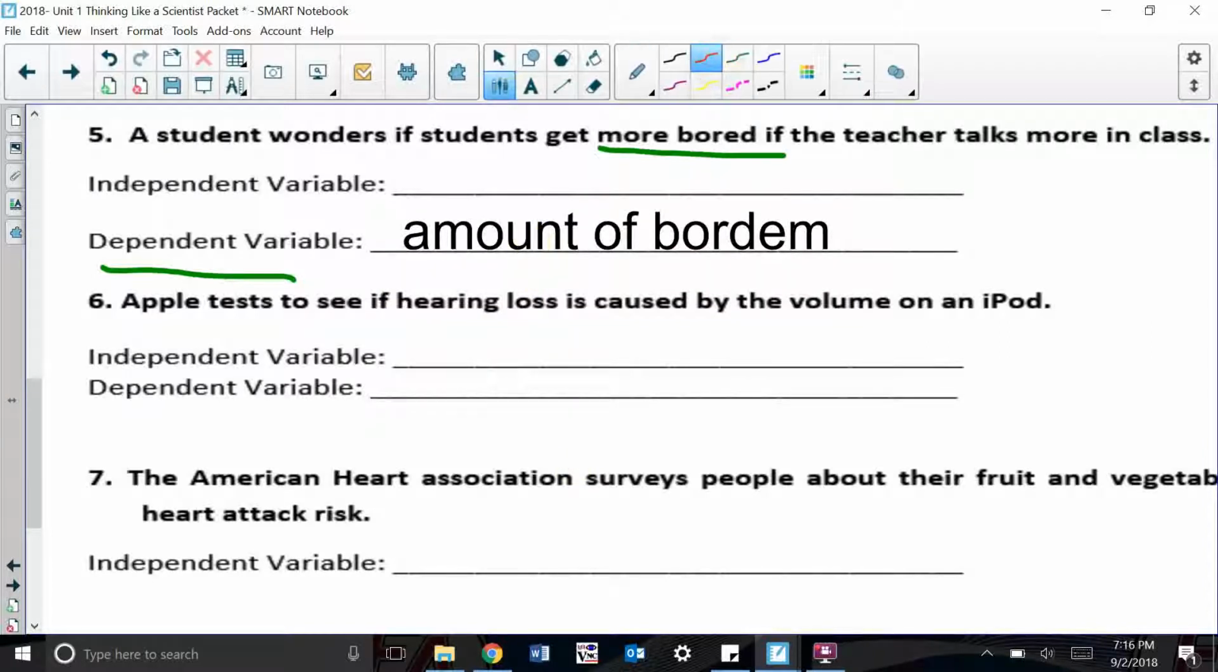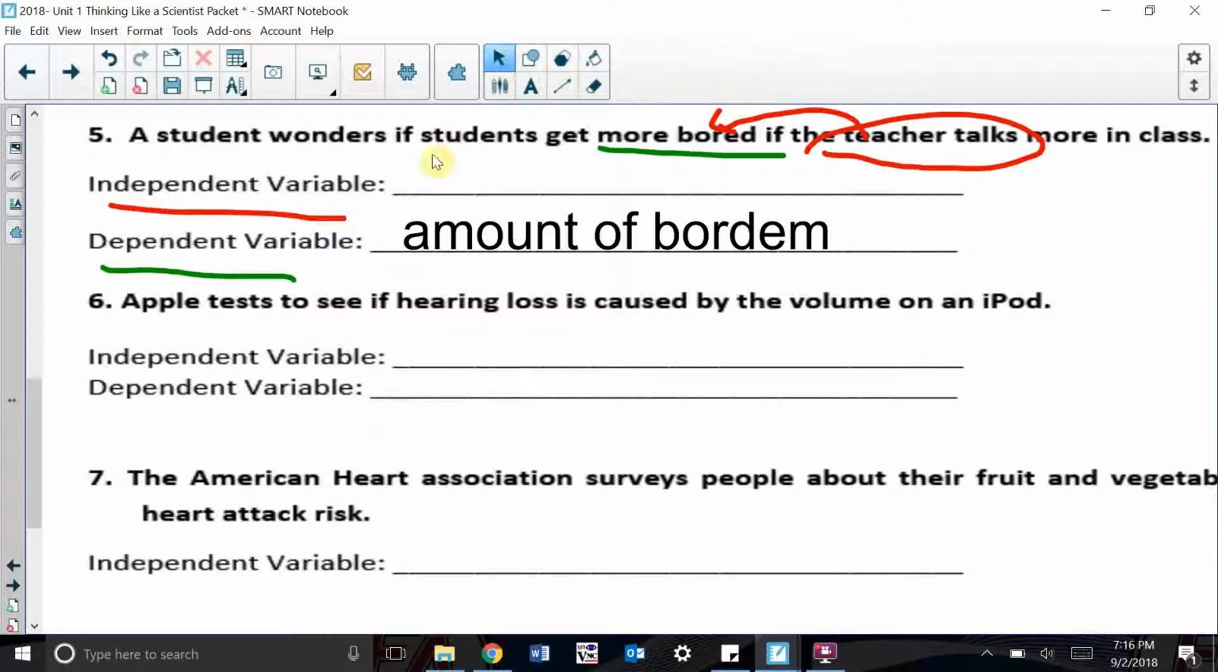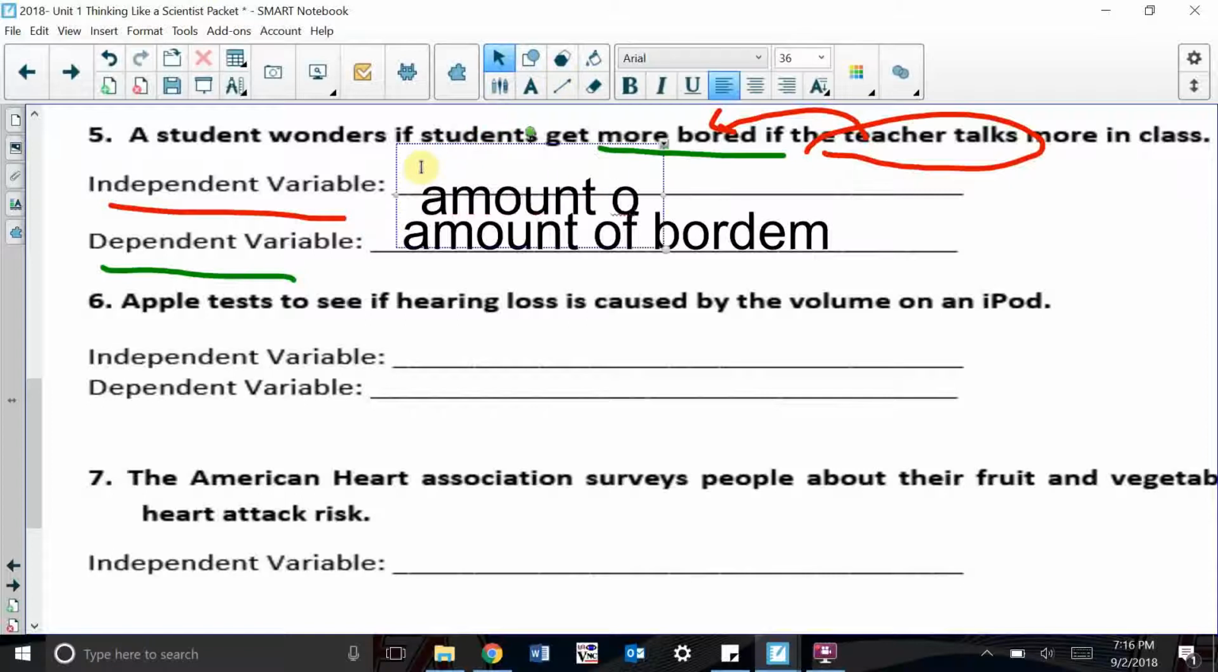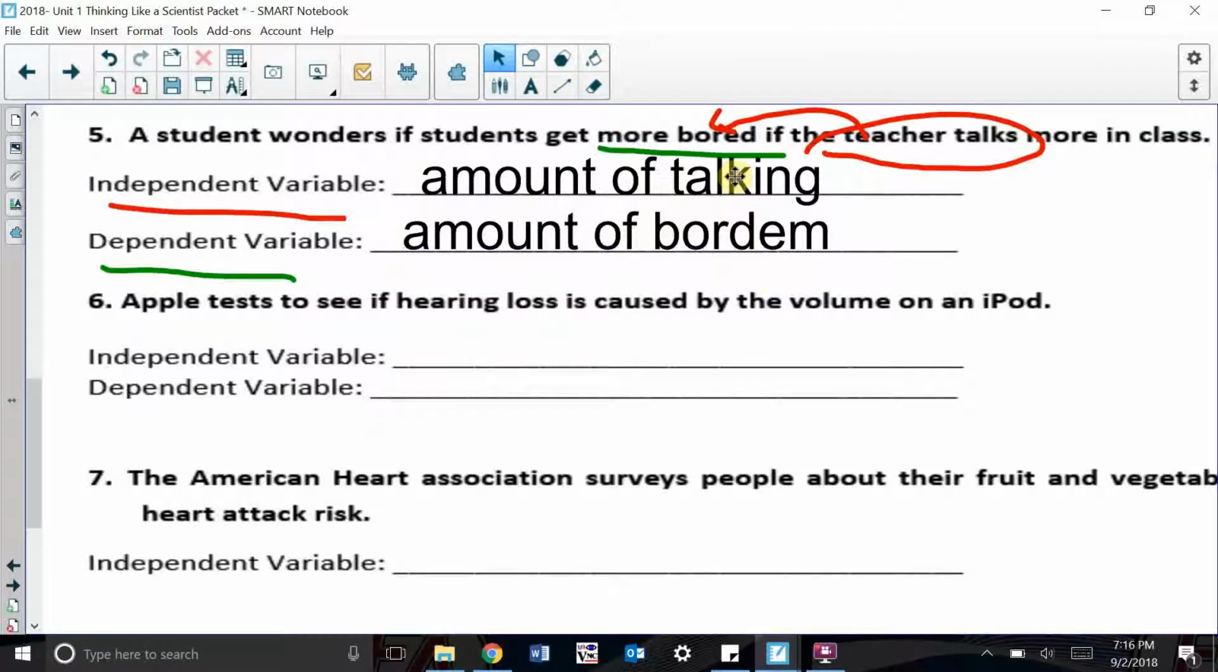For my independent variable, again, it's what I'm changing. So what can change in this experiment? Well, we want to see if the teacher talking more or even less is going to impact my dependent variable. It's going to impact the amount of boredom my student has. So my independent variable is going to be the amount of talking. Again, you can say the amount of talking the teacher does, anything like that.